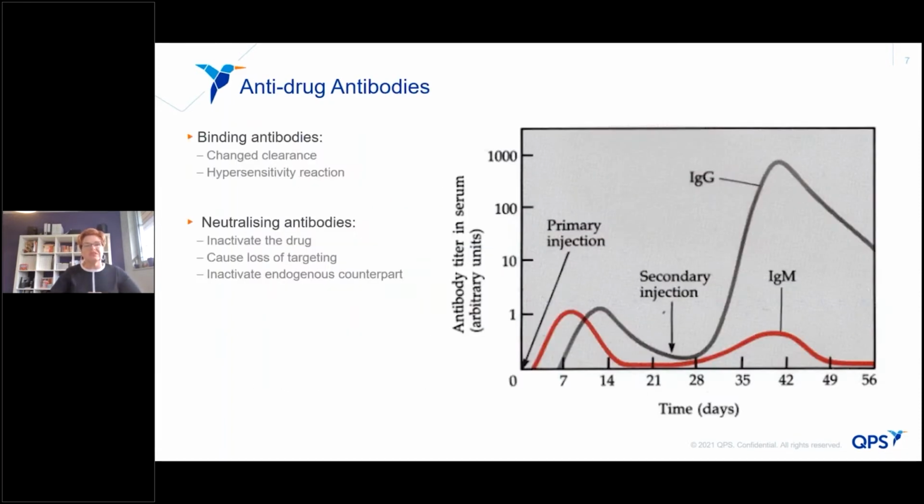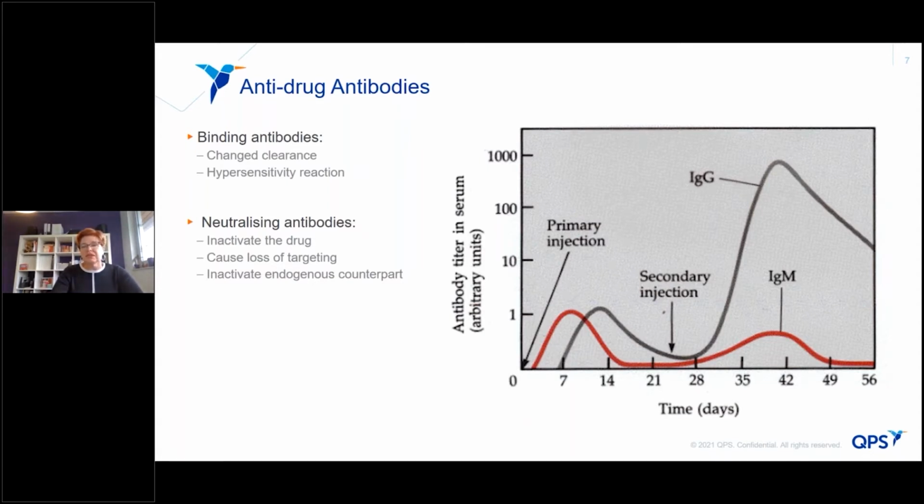So what is the problem with this ADA? Well, first of all, it's a safety concern. The presence of ADA can lead to hypersensitivity reactions, and it can also affect the clearance of the drug. In many cases, the binding of antibodies will increase the clearance, and the exposure to the drug is reduced. However, there have also been some examples where the antibody binding decreases the clearance, leading to higher levels than expected. And in case of multiple dosing, that can even lead to overdosing.